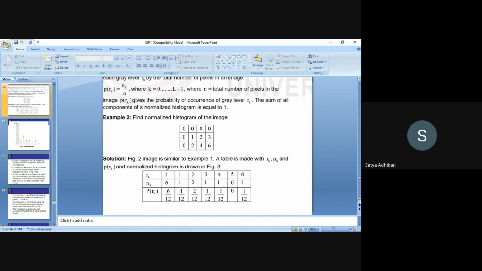There is a mistake in the rk value. The first one is 0, then 1, then 2, 3, 4, 5, 6. Mistakenly it is written as 1. The rk values are 0, 1, 2, 3, 4, 5, 6. The first one is 0, not 1. So 0 occurs 6 times, and the probability is 6/12.